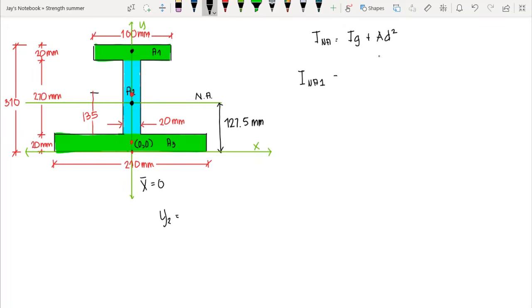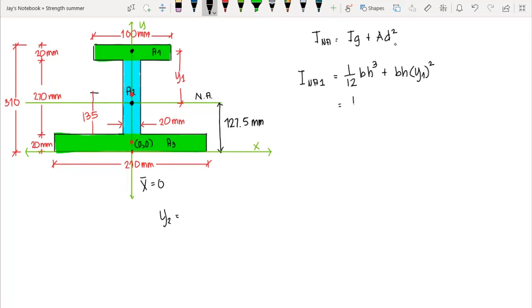That is equal to Ig, or the gross moment of inertia, since that is a rectangle. So we have 1/12 base times height cubed plus the area of that rectangle, that is base times height, times the distance from the neutral axis to the centroid of that area. So let's say that's y1. So we have y1 squared.